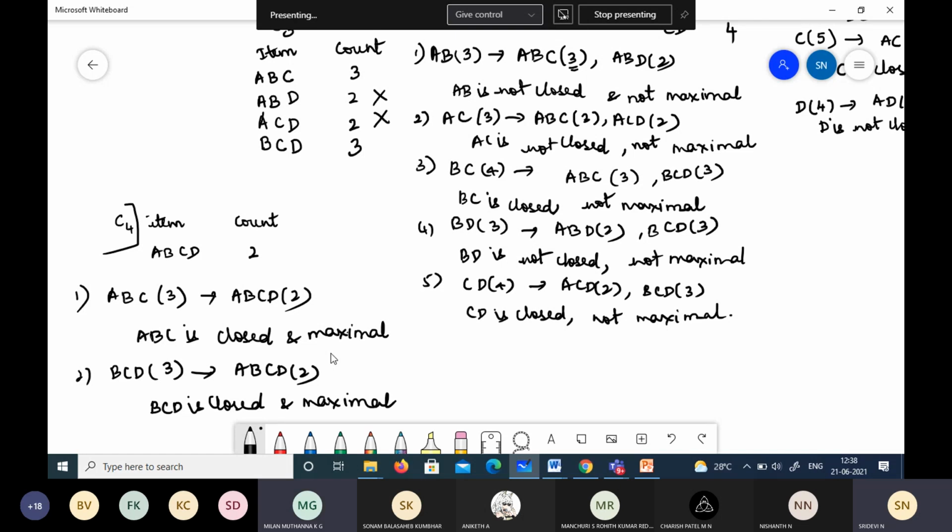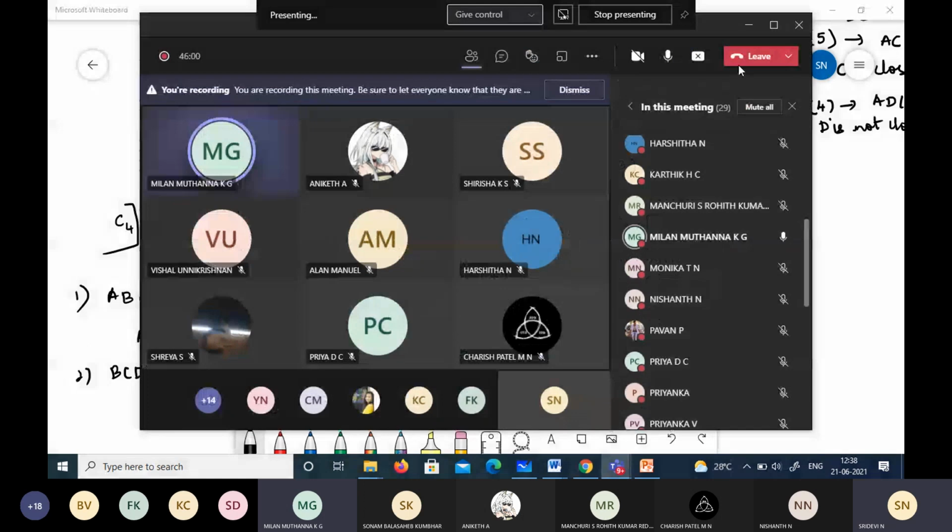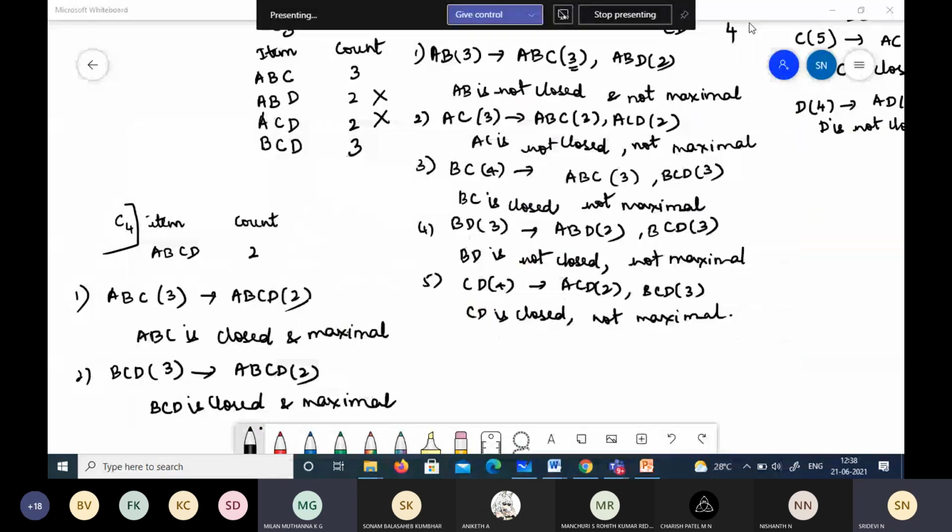Ma'am, ABCD of 2 is there, right? But minimum support is 3. How will it be maximal? See, we consider a particular item set as maximal only if its support count is less than the minimum support count and none of its immediate supersets have support count equal to the minimum support count. So we call it maximal.